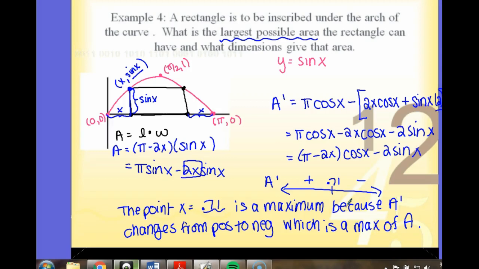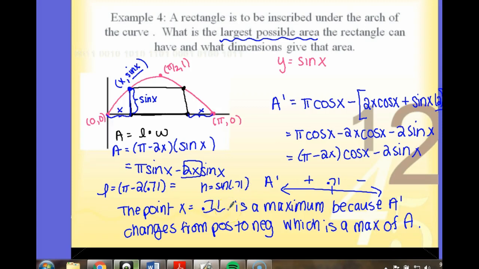It says what is the largest possible area the rectangle can have and what dimensions give the area. 0.71 doesn't represent dimensions. 0.71 actually represents the x value we're going in. The dimensions are pi minus 2 times 0.71 and the sine of 0.71.